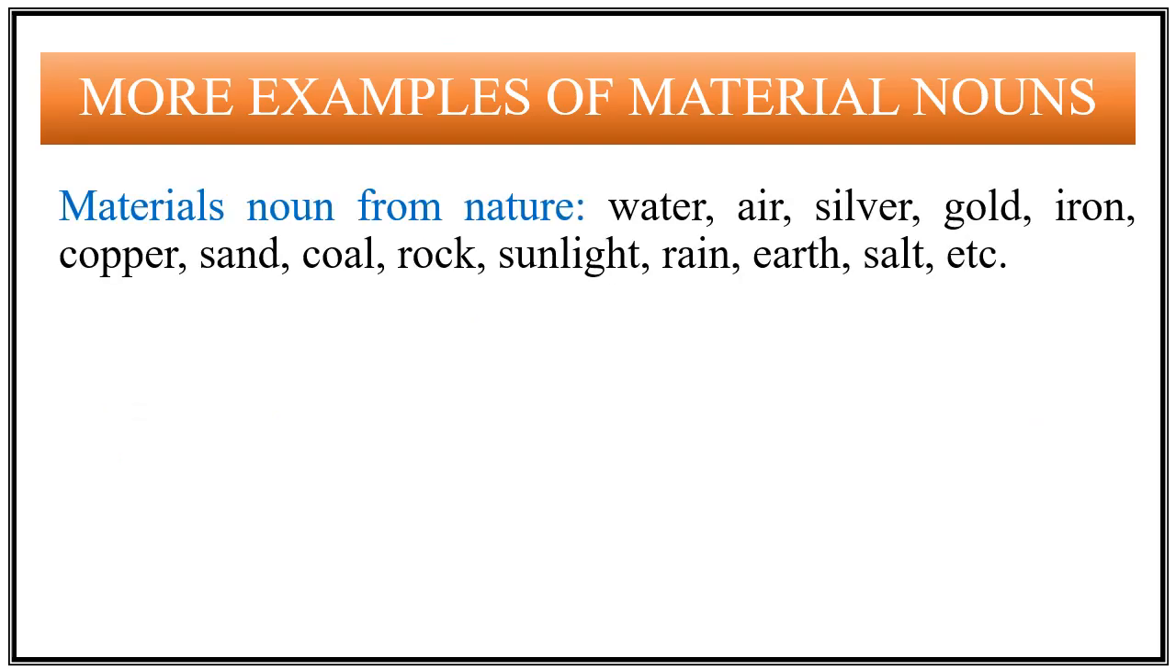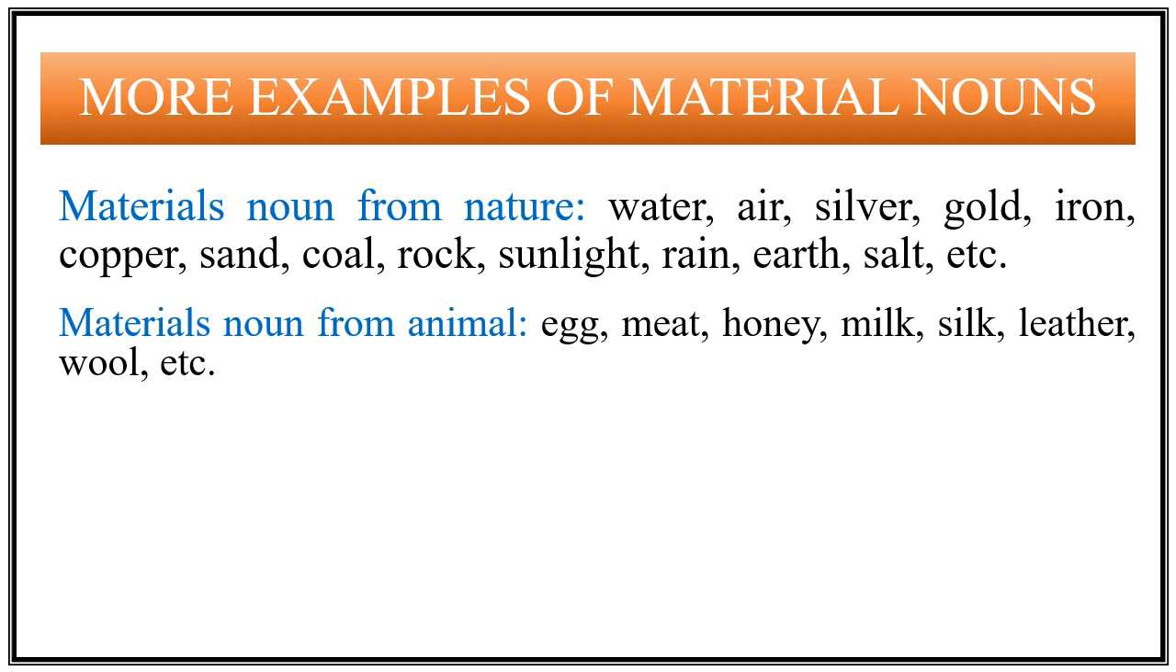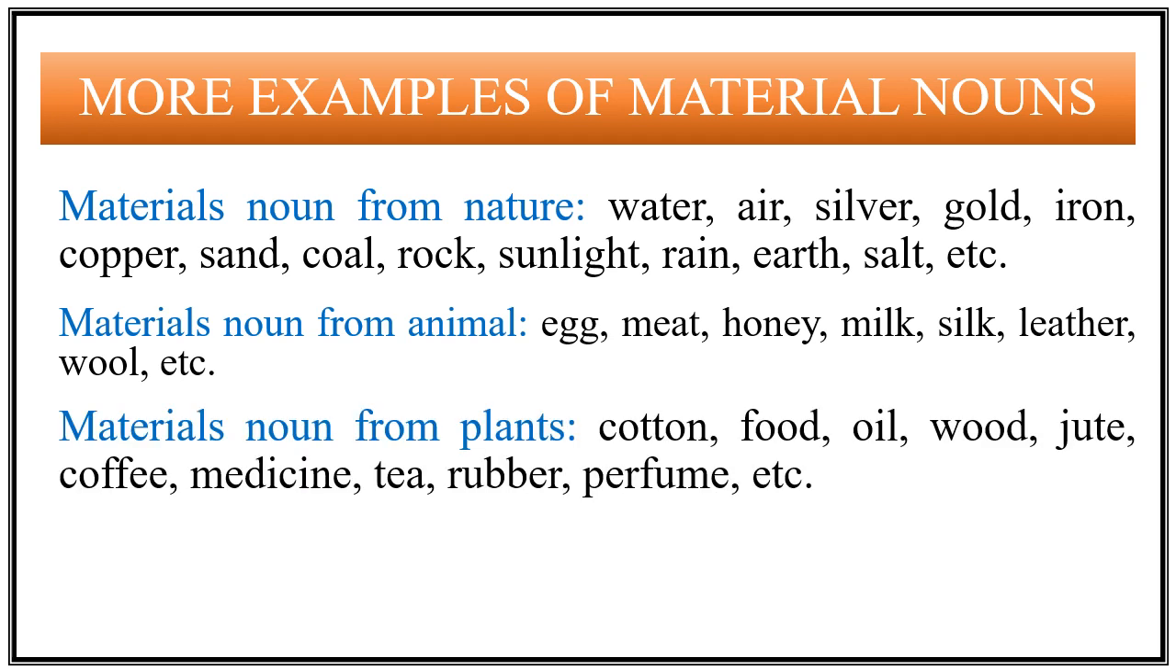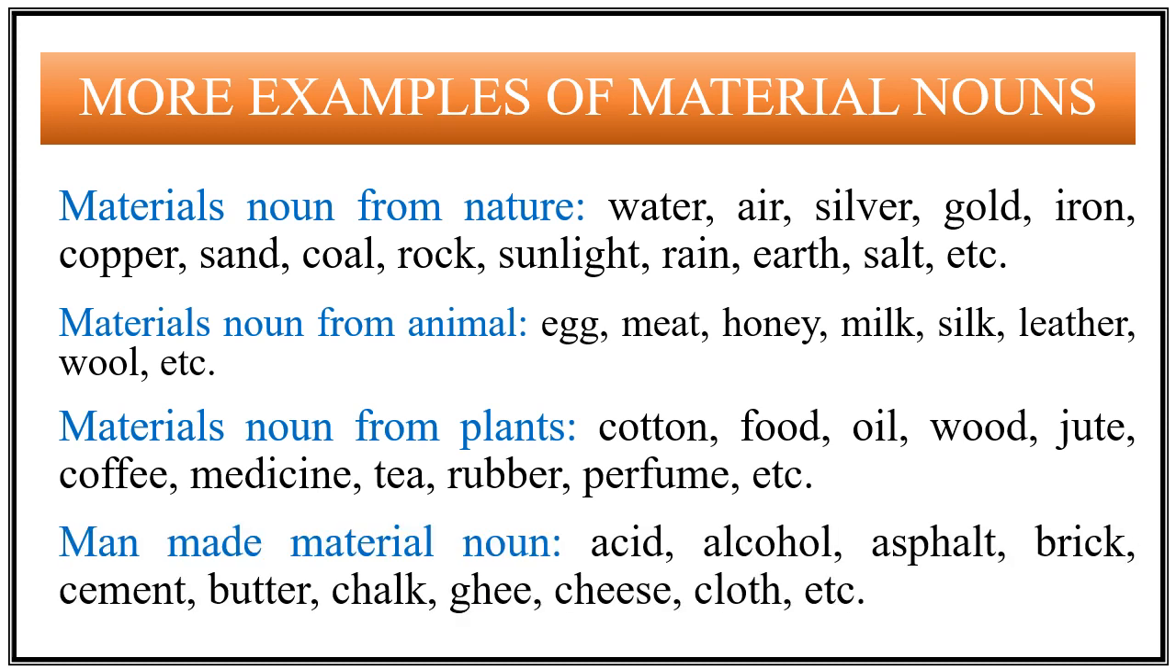Material nouns from nature: water, air, silver, gold, iron, copper, sand, coal, rock, sunlight, rain, earth, salt, etc. Material nouns from animals: egg, meat, honey, milk, silk, leather, wool, etc. Material nouns from plants: cotton, food, oil, wood, jute, coffee, medicine, tea, rubber, perfume, etc. Man-made material nouns: acid, alcohol, asphalt, brick, cement, butter, chalk, ghee, cheese, cloth, etc.